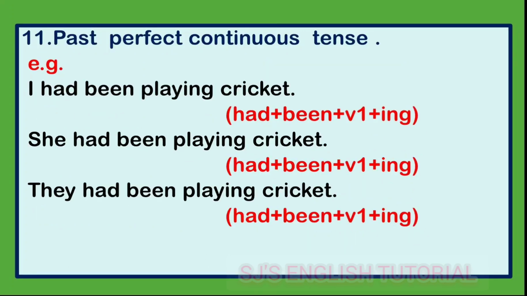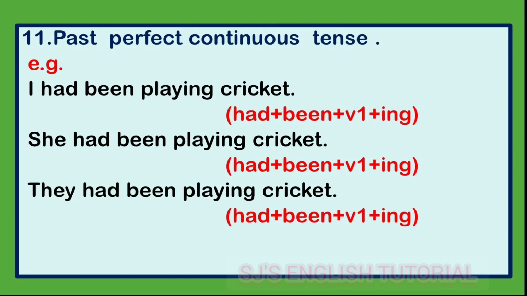Past perfect continuous tense. Examples: I had been playing cricket, she had been playing cricket, they had been playing cricket. And the formation of the verb is had plus been plus V1 plus ing. And there is no other form. We use only the same pattern with all the subjects.